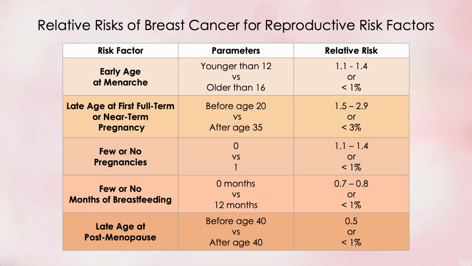This simple chart has just 3 columns. The first column designates each of the reproductive risk factors that increase your risk for breast cancer. Early age at menarche, late age at first full-term or near-term pregnancy, few or no pregnancies, few or no months of breastfeeding, and late age at postmenopause. The second column defines the parameters according to the studies that have been done on each risk factor. And the third column designates the relative increase in risk compared to women without that particular risk factor.